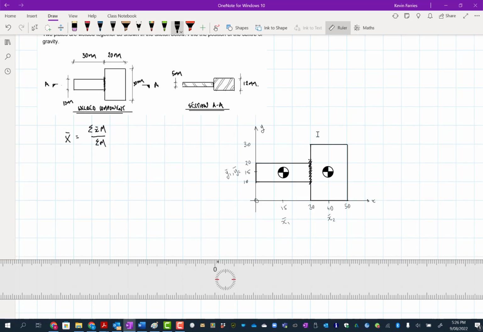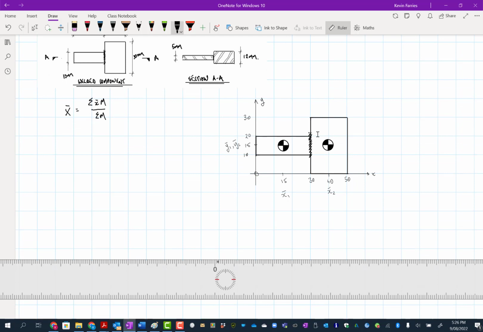So where does that get us to? Well, we'll start with it. And then we're also going to use the position of the centroid of the whole shape in the y direction is equal to the sum of the centroid of each simple shape times the mass of each simple shape divided by the total mass of the whole shape. Let's get the masses first.